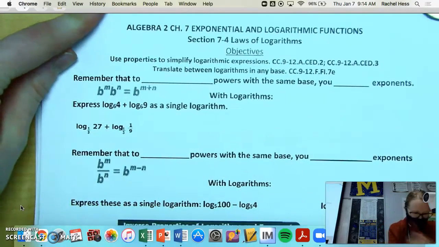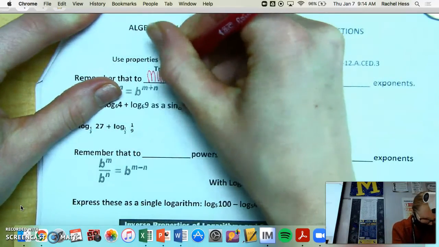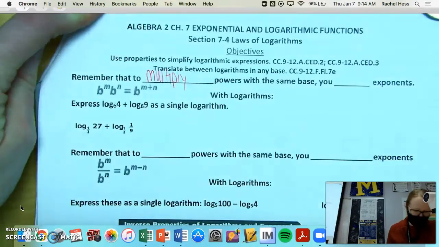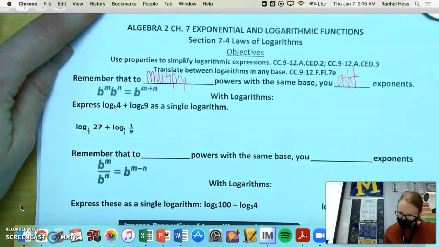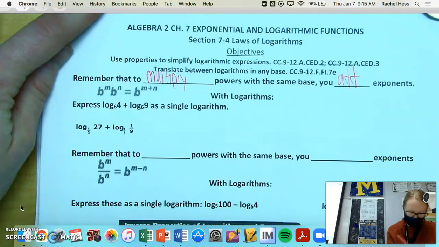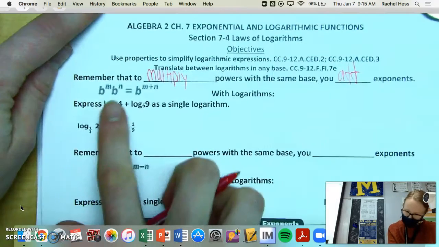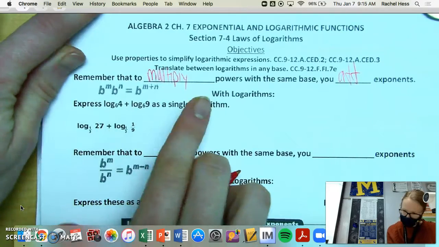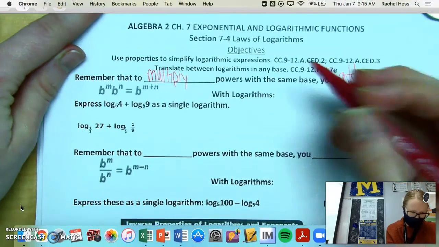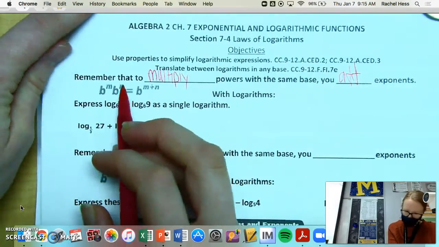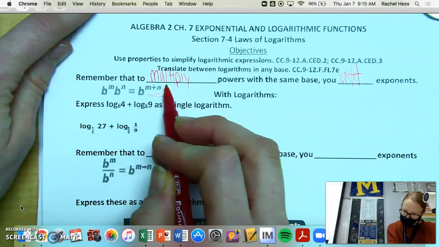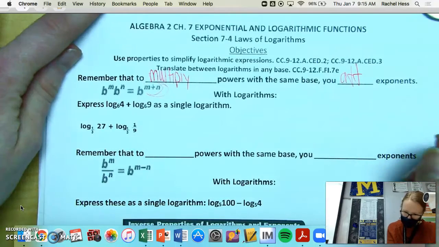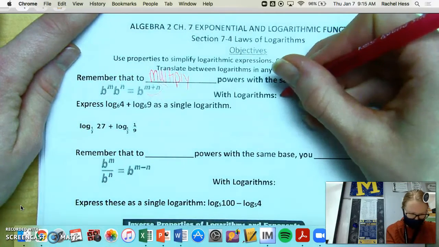Anyway, so remember, if you are multiplying powers with the same base, you add the exponents, right? But with logarithms, we're going to relate this the same way that we did before. If we were to think about b to the m and b to the n, you would add their exponents, right? So if we were thinking about logarithms, let's do an example.